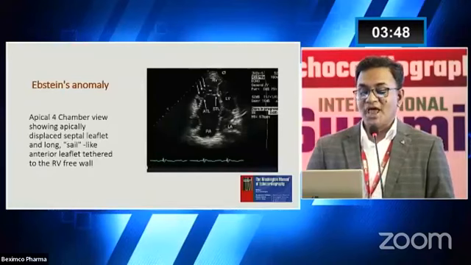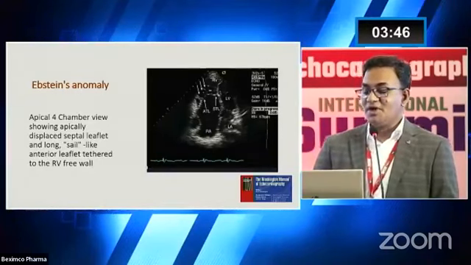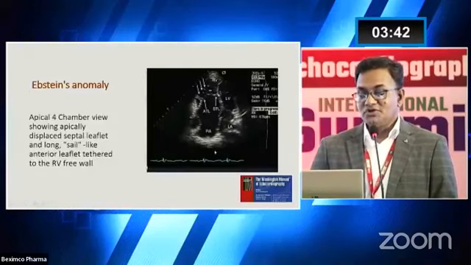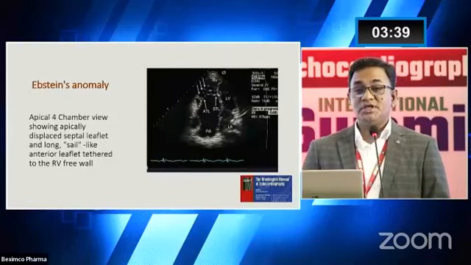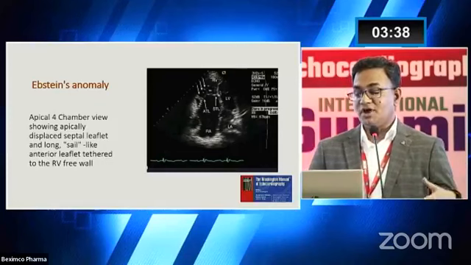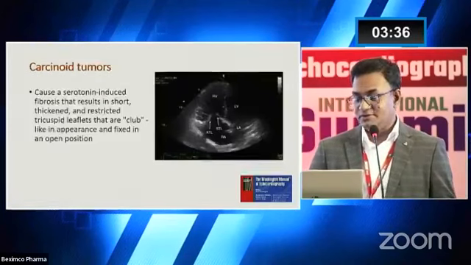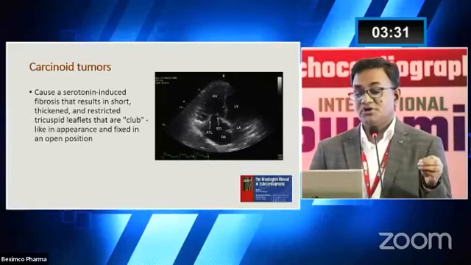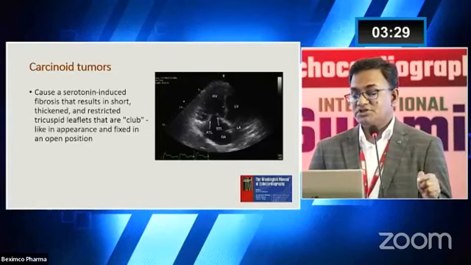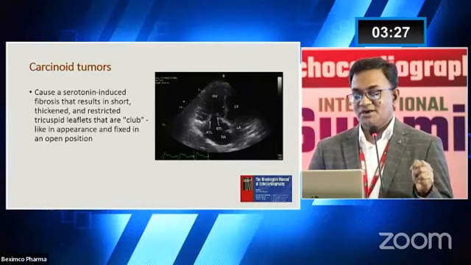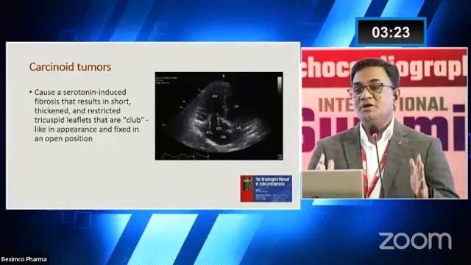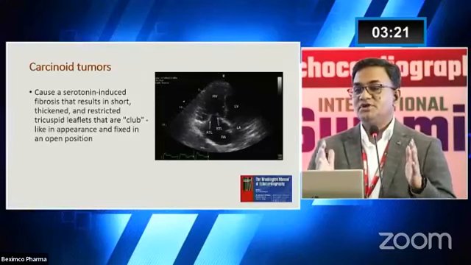As we know, in Ebstein anomaly, there is apical displacement of the septal leaflet, and also there is a sail-like anterior leaflet that is tethered in the RV, and atrialization of the ventricle. In carcinoid tumors, there is a serotonin-like substance that causes fibrosis, shortening, and restriction of the leaflets, making the leaflets club-shaped, and the leaflets are fixed in the open position.